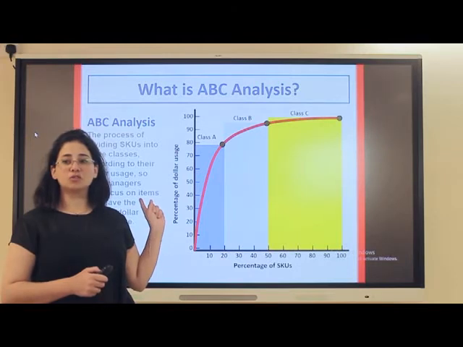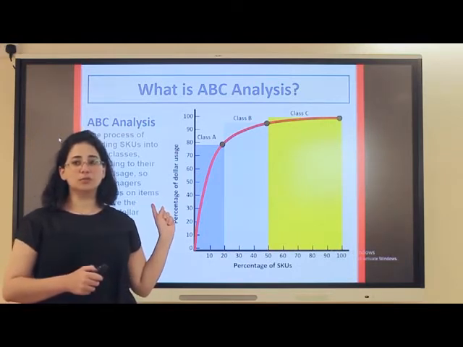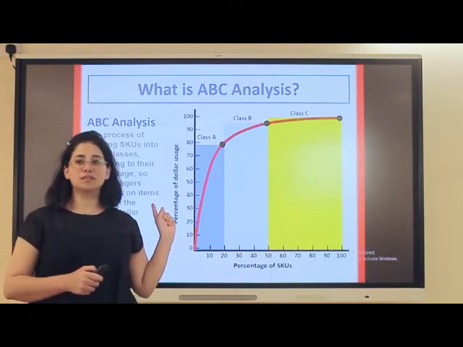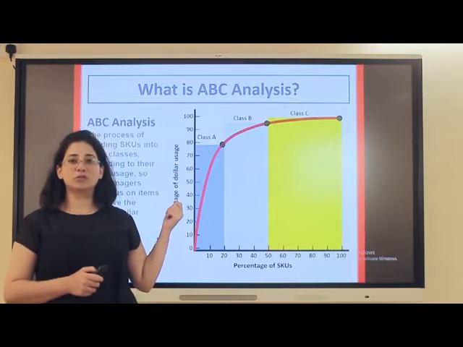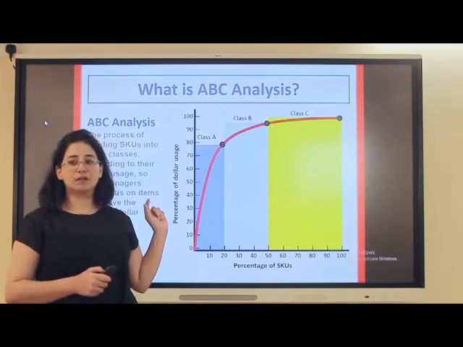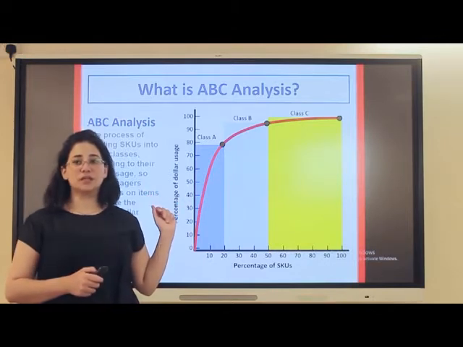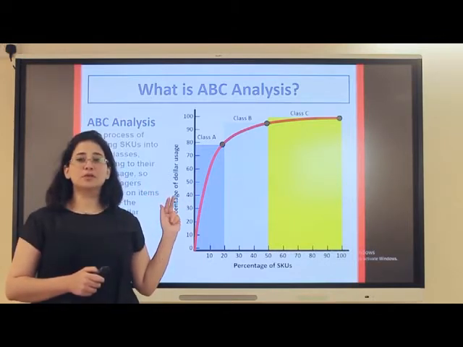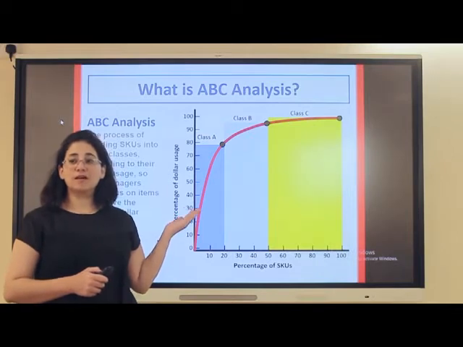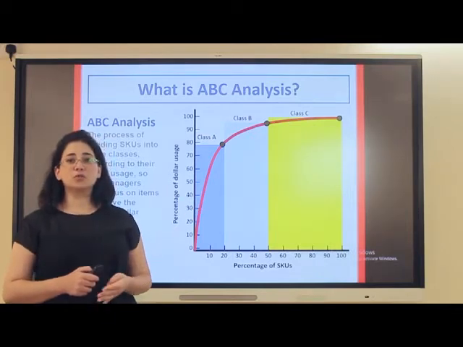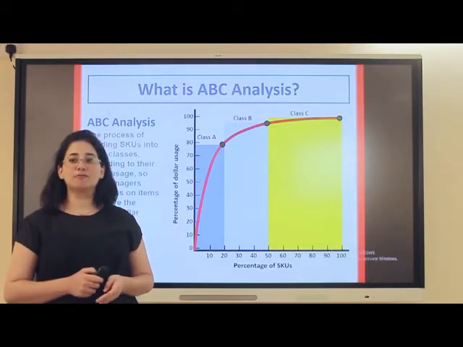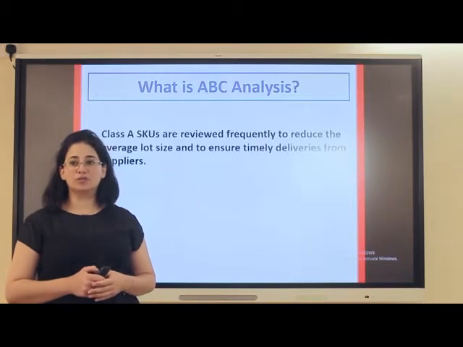Class A consists of 20% of SKUs and it costs the organization 80% of the dollar usage, while class B consists of 30% of SKUs and 15% of dollar usage. Class C consists of 50% of SKUs and only 5% of dollar usage.